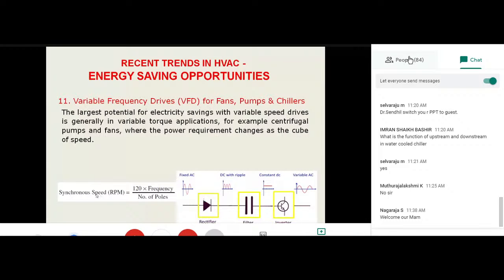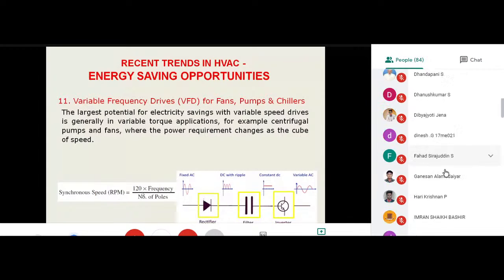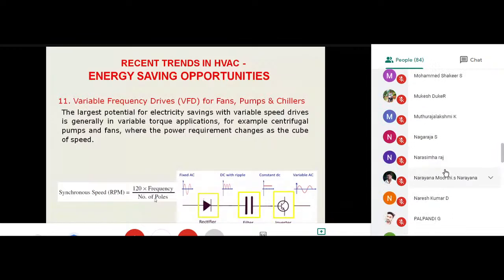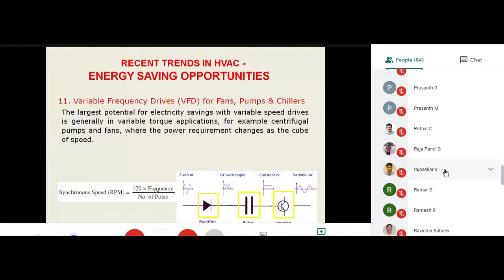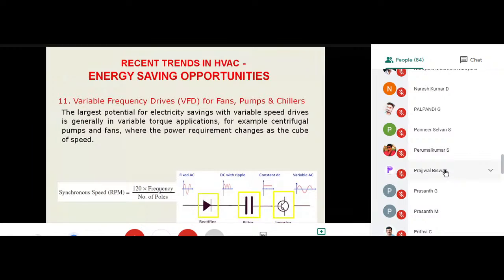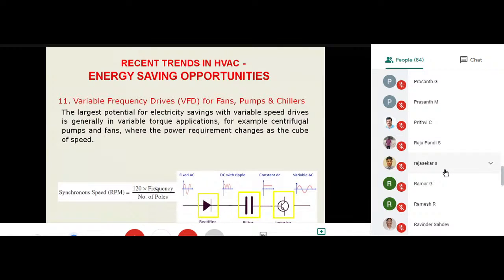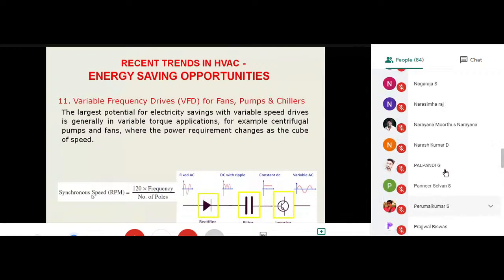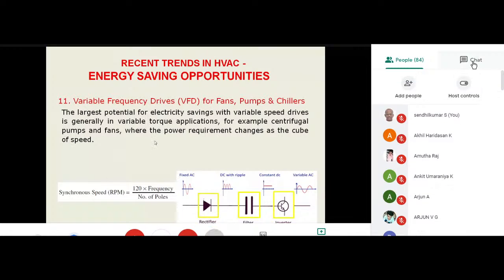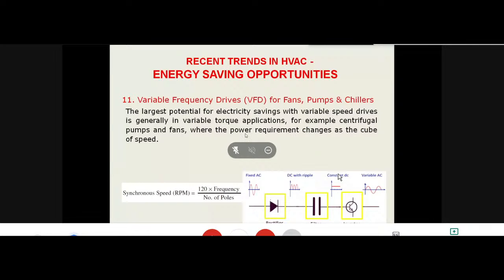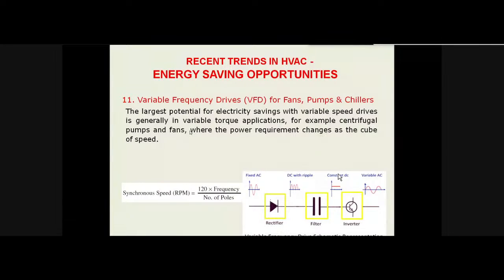You can see the speed of the motor is equal to 120 F by P. F is the frequency. Here only we are going to play. Normally the current available in India is 50 hertz, as I said. If you reduce the hertz, we can definitely reduce the speed. The affinity law says that when you reduce the speed, the power saving goes with the cube of the speed. So that is the proportion.